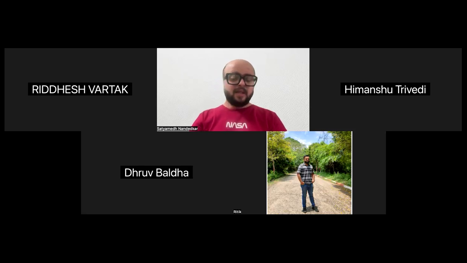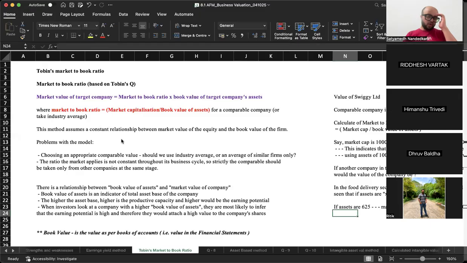Okay. Now, there is an interesting method in this approach only, in the market-based approach, which is called Tobin's market to book ratio method. Okay. How does this method work? The market value of target company is market to book ratio into book value of target company's assets. What is market to book ratio? Market capitalization upon book value.